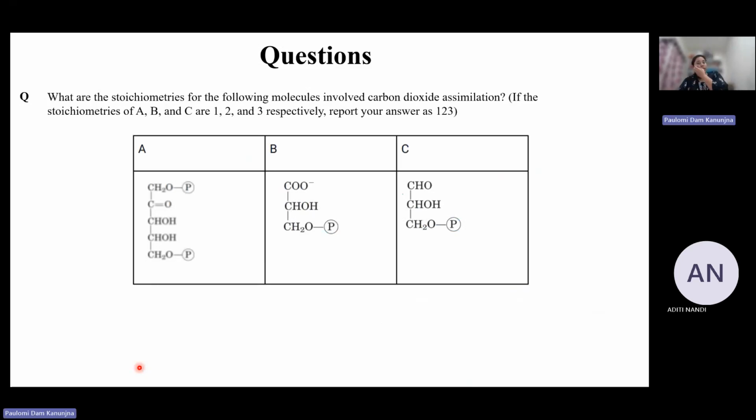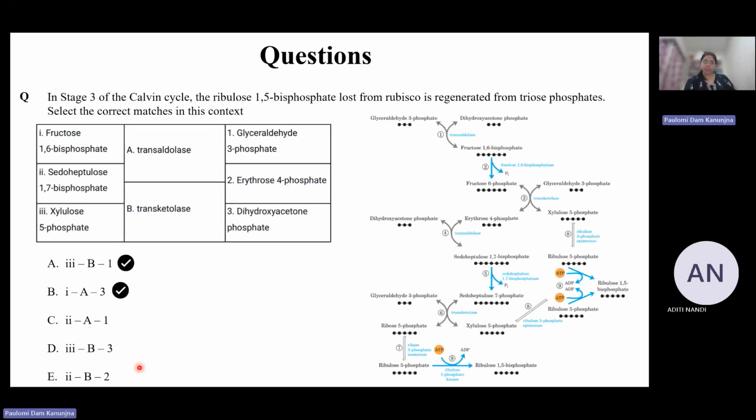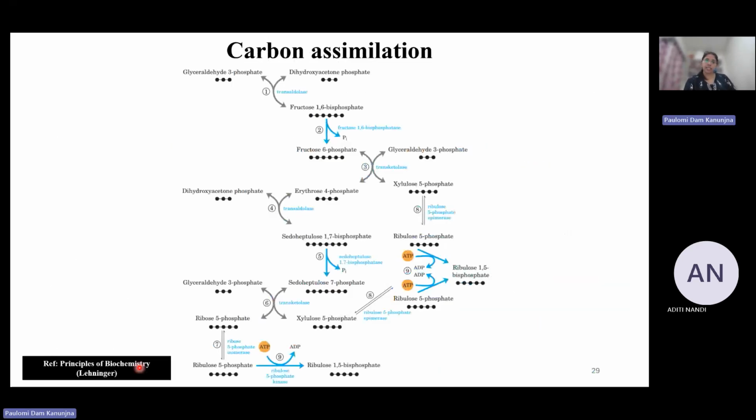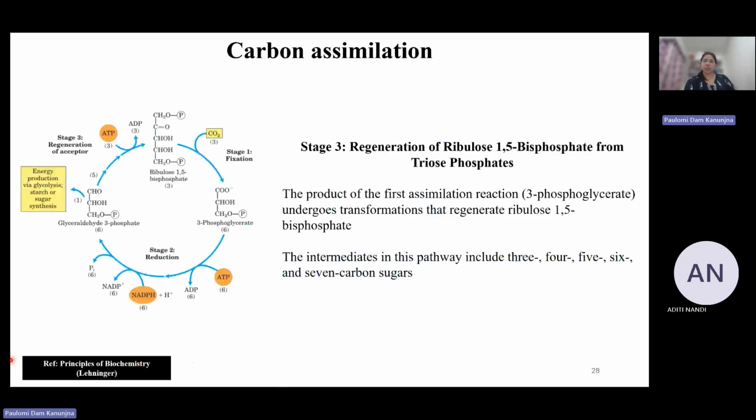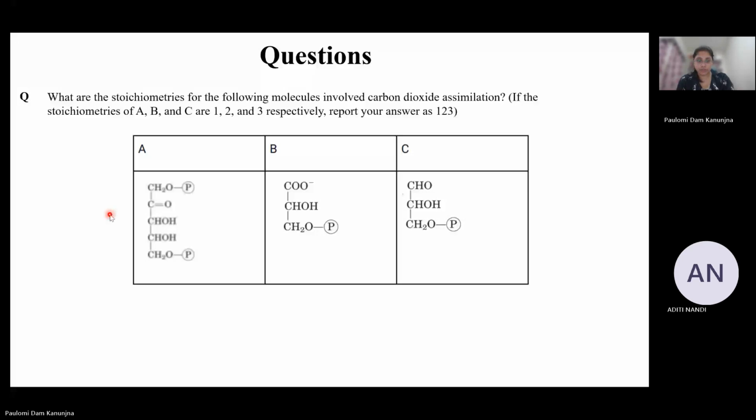So what you need to do is you need to first identify these three compounds. And once you do that, I am pretty sure you know which one is what. And anyway, we are talking about carbon dioxide assimilation. We have mainly three compounds here. Wait, not this. Let's look into this. This, and this. You need to identify these three compounds here, and then you need to tell me the stoichiometry for each.